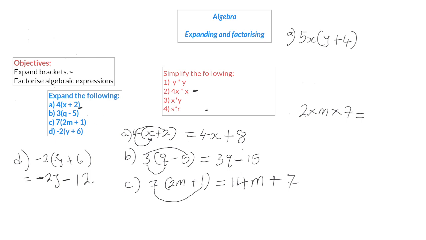You can leave your answer in the comment section, and then I would see what you have. And the second one, can you expand 3y into the bracket of x plus 2?